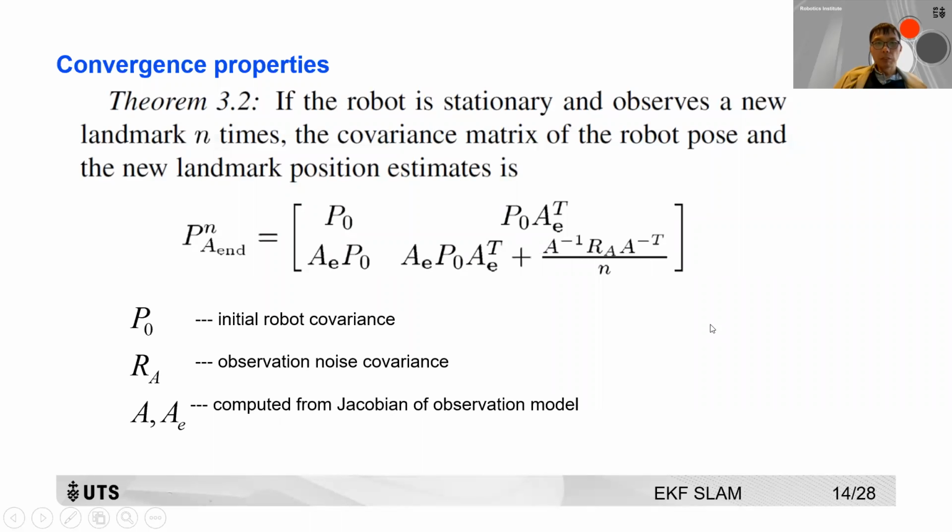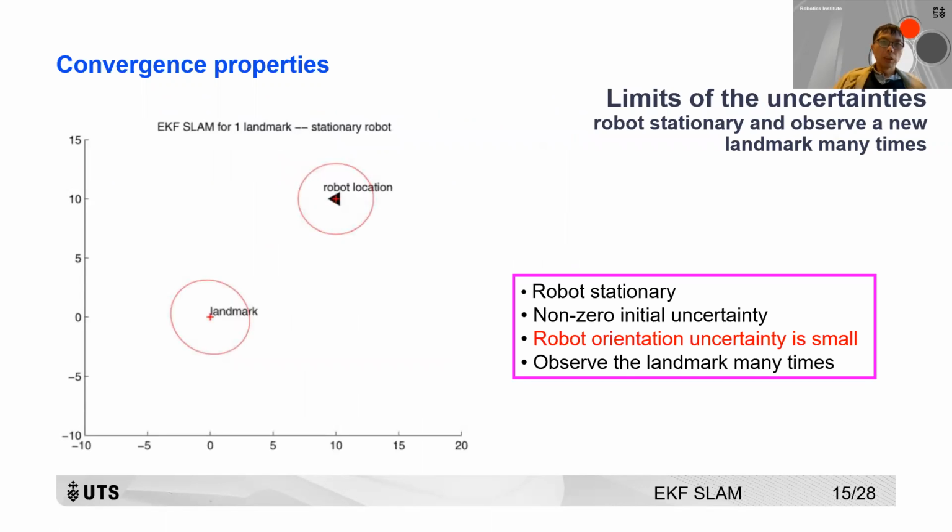So basically we have a clear formulation of what the covariance matrix is after n observations of a single landmark. But we can prove this result only when the Jacobians are evaluated at the ground truth. So if the Jacobians are evaluated at ground truth, we can prove this result. What does the result say? Intuitively, suppose the robot has this uncertainty, and if it observes the landmark many, many times, the final landmark uncertainty is something similar.